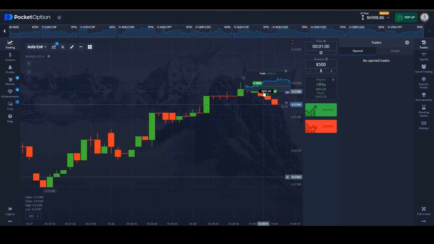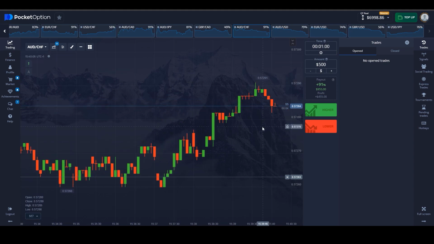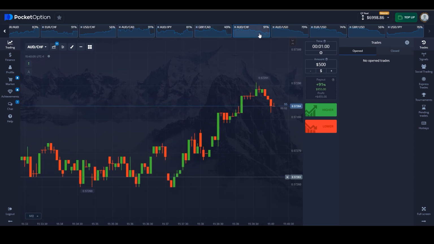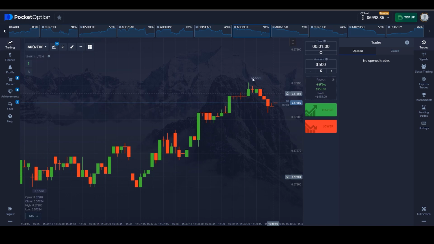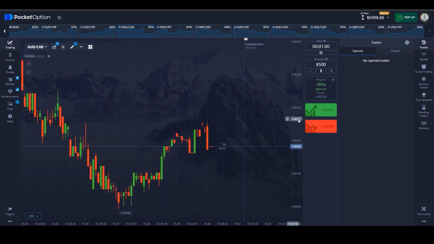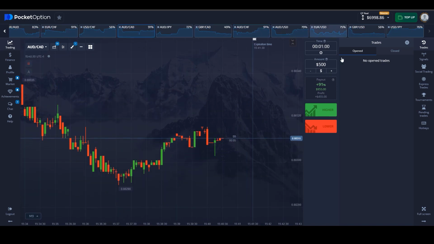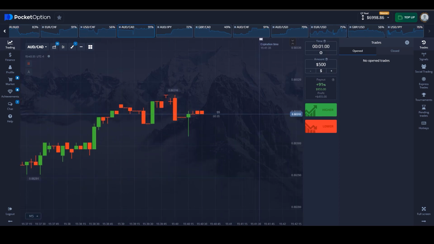Total 2 deals in the plus, 1 in the minus, and this deal brings me another $450. That is, on the Australian dollar Swiss franc I generally made a good profit. Now I move on to the Australian Canadian dollar. Exactly the same 1 minute of expiration and $500 for one trade.